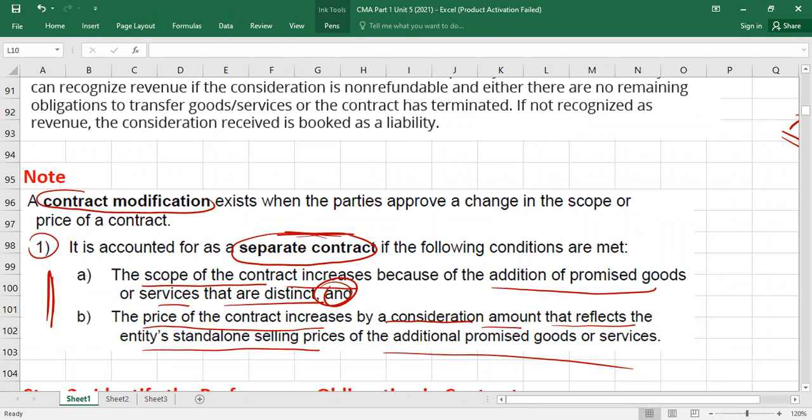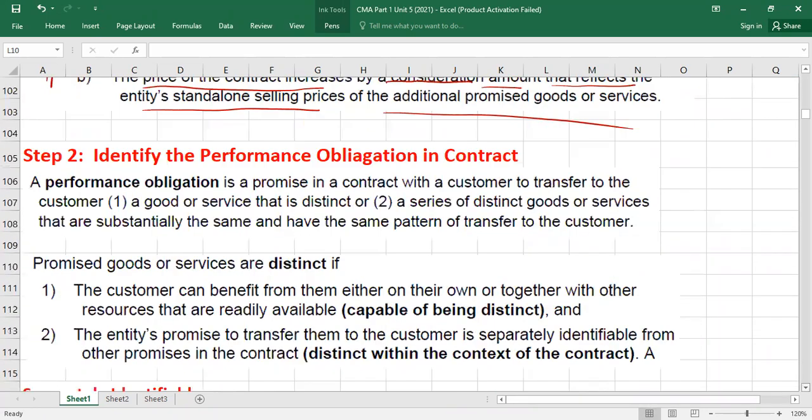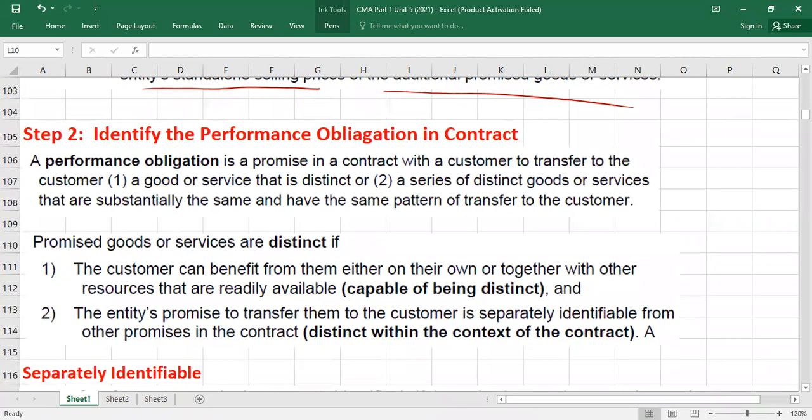So let's move to the second step. It is a bit complicated. Maybe initially when I explain, you will be confused, but once I show you an example, you will get it. Ready, guys? Here we go.